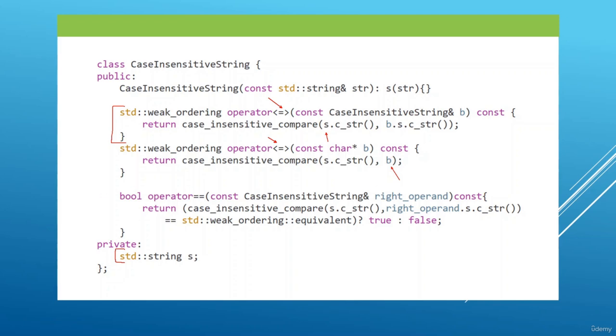We are also going to use the same function to set up an equals operator. We're going to call our case-insensitive compare function. We're going to pass it the C string inside the current object, and then we're going to compare to the C string inside our right operand. We're going to see if the return value is equal to weak ordering equivalent. If we get equivalent, we're going to return true, and we are going to know that they are really equal or equivalent. If we don't get equivalent out of this function, we're going to know that they are not equivalent, and we're going to return false here.